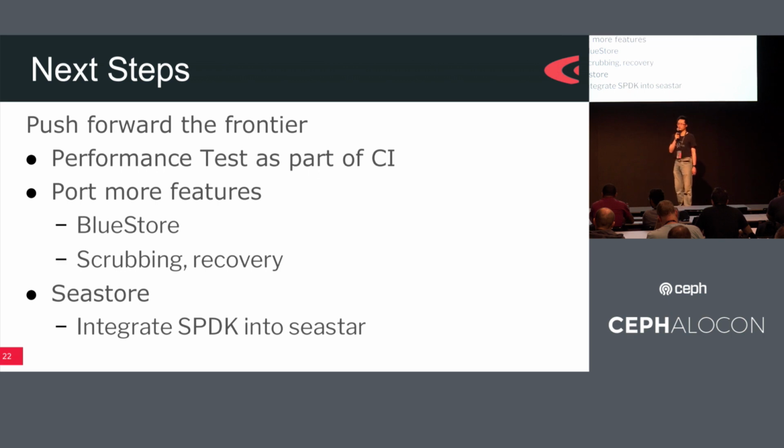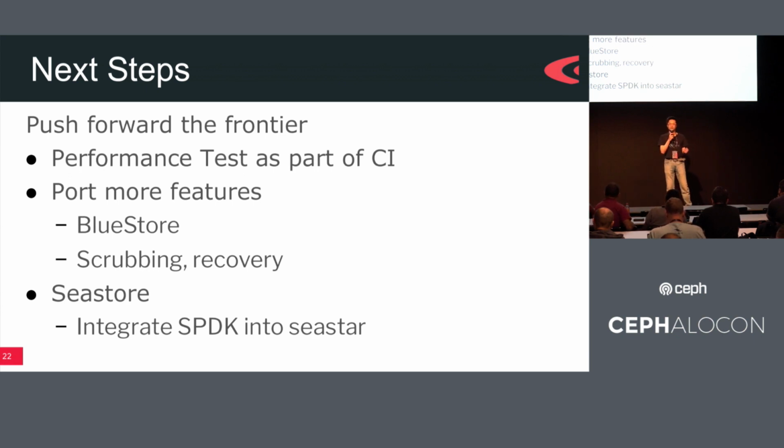Our most important thing is to integrate the performance test into our CI. Namely, we will have a set of benchmark tests that will be run whenever a pull request is submitted. If it hurts the performance, our CI, our Jenkins slave, will vote down that PR, and we will take a closer look at it.